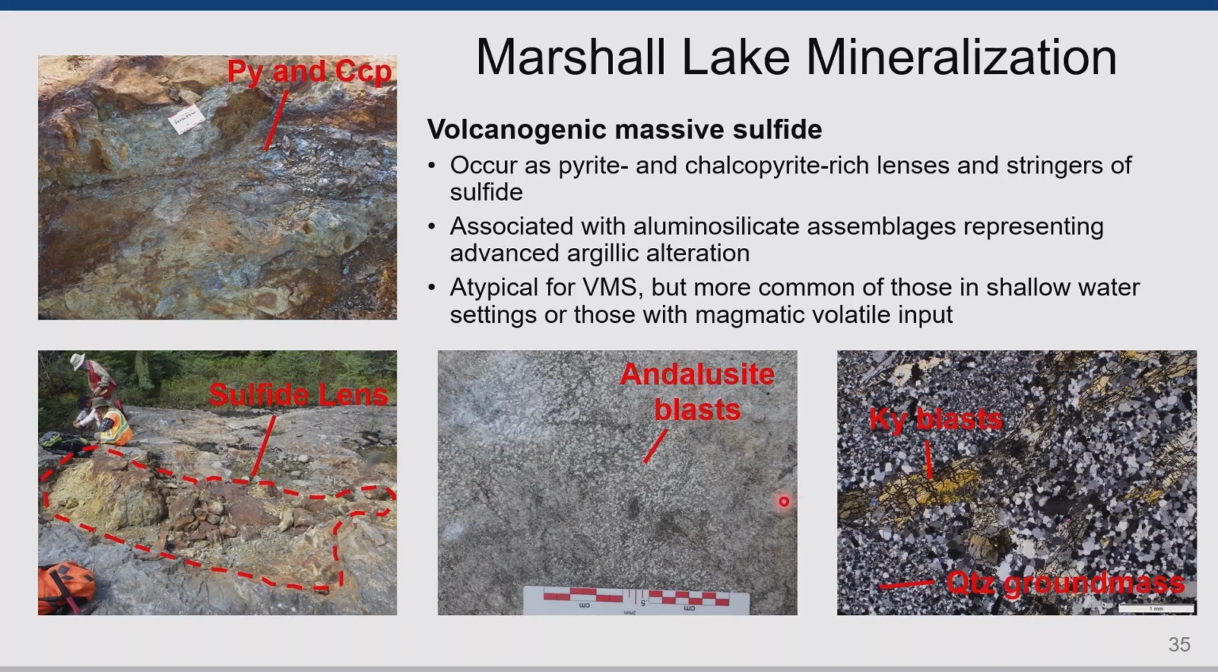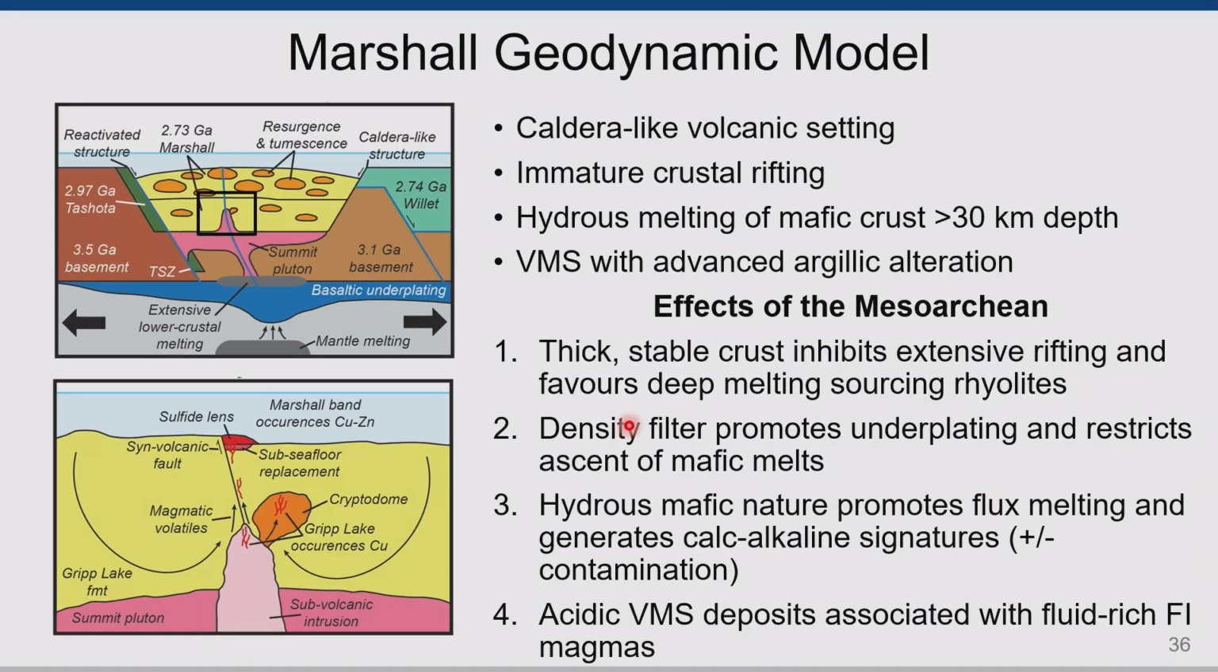And so what we might be seeing here is a system in which you either had a lot of boiling or magmatic volatile input, or possibly a combination, to generate these kinds of really acidic alteration assemblages. And so taking it back to a geodynamic model, it's certainly in a caldera-like volcanic setting. Whether or not it's a true caldera remains to be seen, but it's a caldera-like setting, and it's indicative of very immature crustal rifting. So we are just basically rifting the crust enough to emplace felsic melts here. We need to melt a hydrous source at about 30 kilometers or more depth, and that's allowing us to generate VMS systems with argillic and advanced argillic alteration.